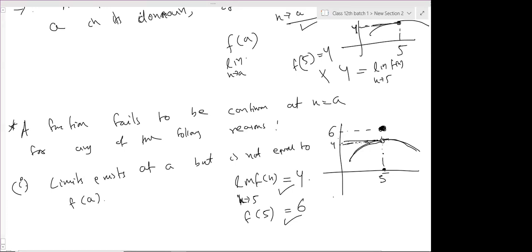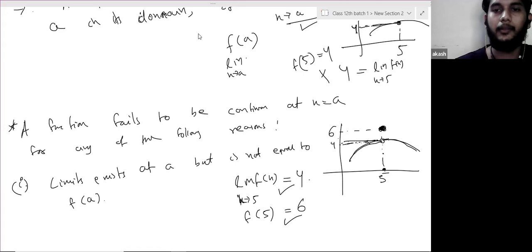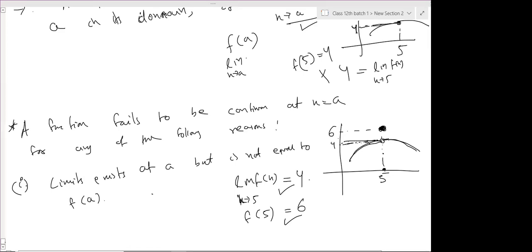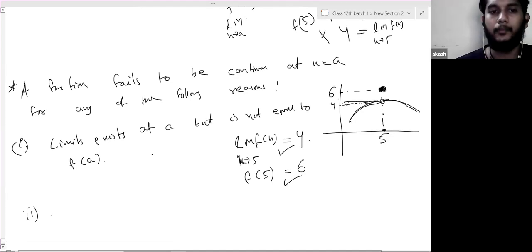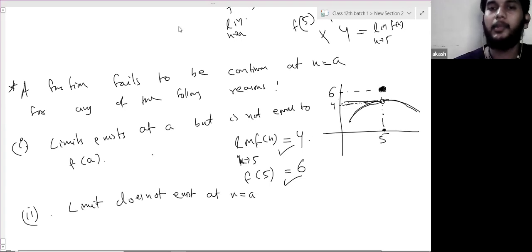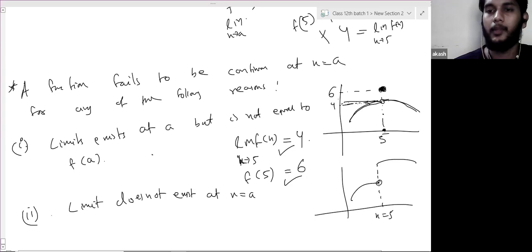Yes, sir. All right, Sayed, Kulsum, Ishan. Yes, sir. All right. What is the second condition? Limit does not exist at x equals to a. It may be the case that the limit itself is not there. This is x equals to 5. This is 4. This is 6.